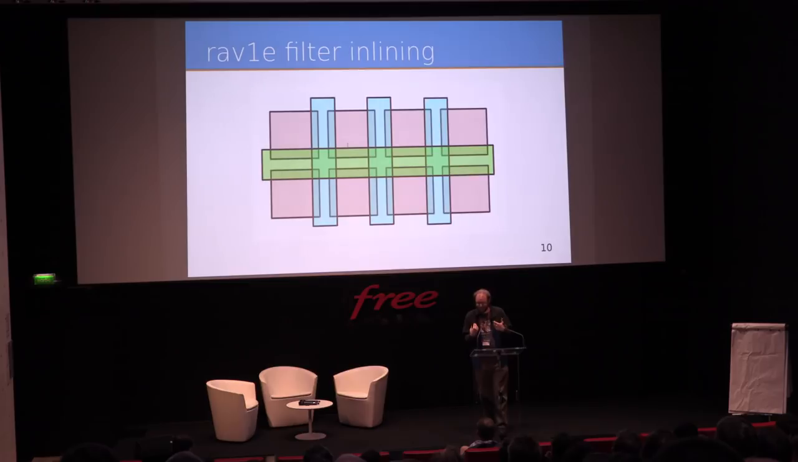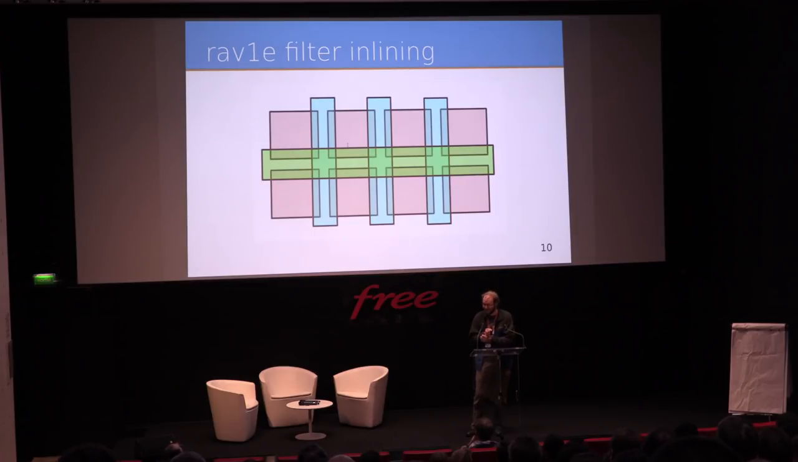Another cool thing we can do is filter inlining. I have a kind of hard to read example here. I have those same pink blocks, but we also have to do post filters. AV1 has three post filters. It's getting more and more popular, I guess. We apply them as we're doing this in code. The downside is that the very first of the three filters spans blocks.